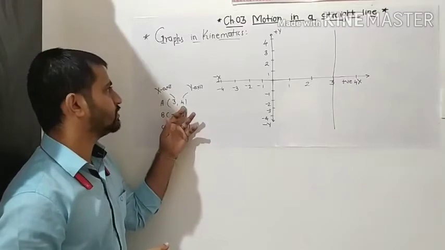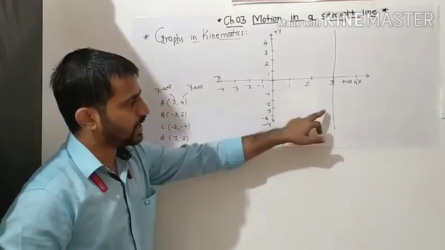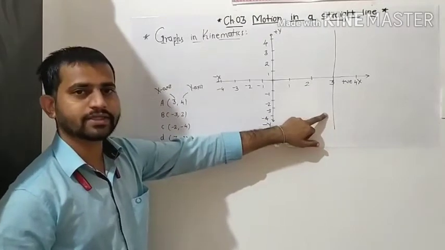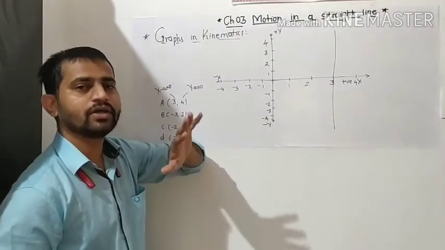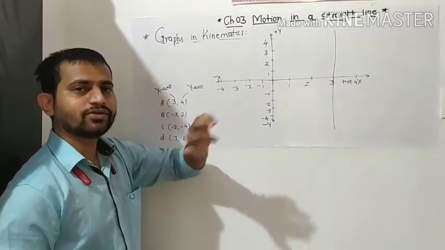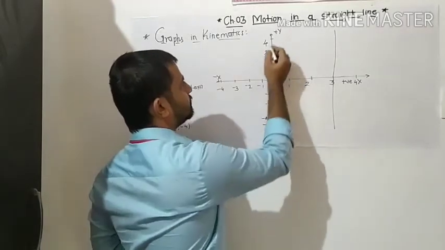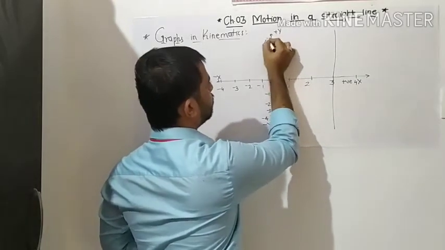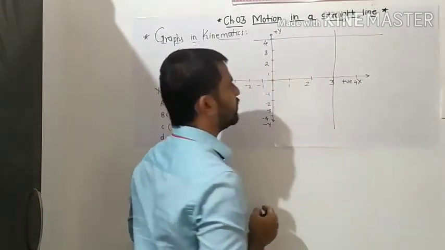Now the second point is the 4. As I have drawn the perpendicular line passing through that point perpendicular to the x-axis, similarly I have to draw a line passing through that point perpendicular to the y-axis. So here is the point 4. I have to draw one line.